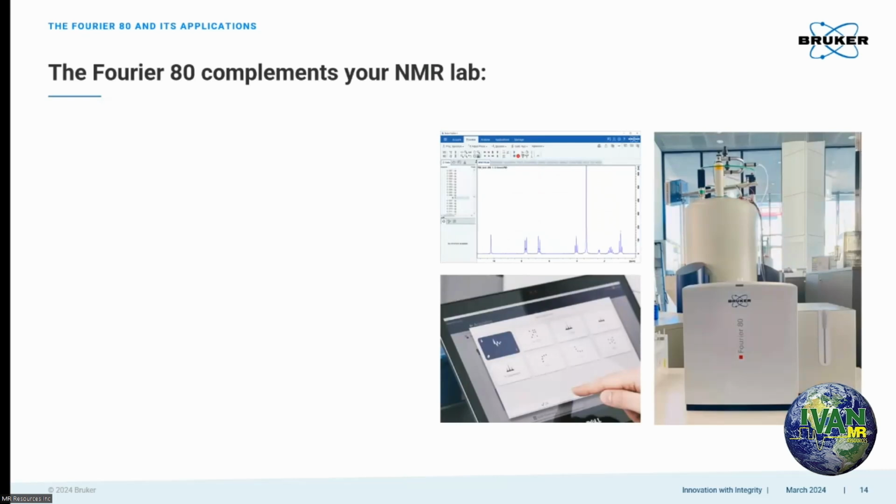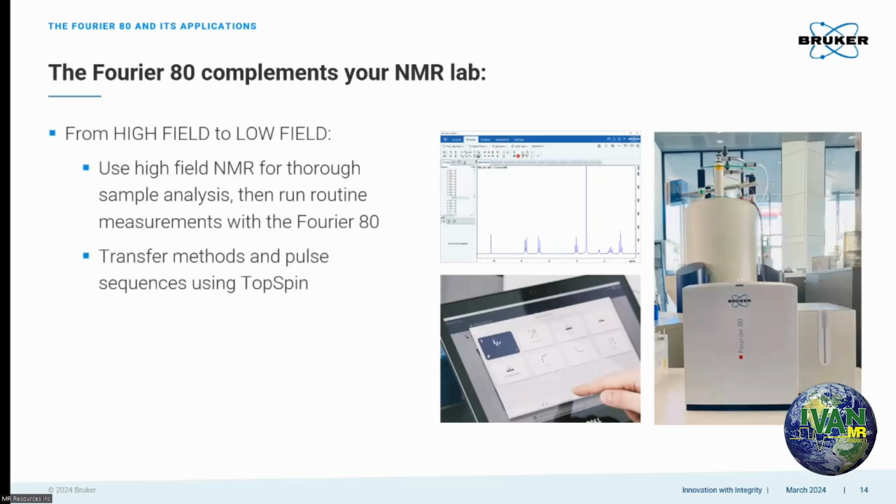I just wanted to mention one more feature that I think might be interesting to many people here, which is if you already happen to have a high field NMR lab, the Fourier 80 is an excellent complement to that. It goes in 2 directions. Starting with high field NMR, you can do thorough sample analysis of your samples and then use your benchtop systems to run routine analysis, thus freeing up your high-end systems for other use. And with Topspin, you can even transfer your methods and your pulse sequences directly, making this very easy to do.